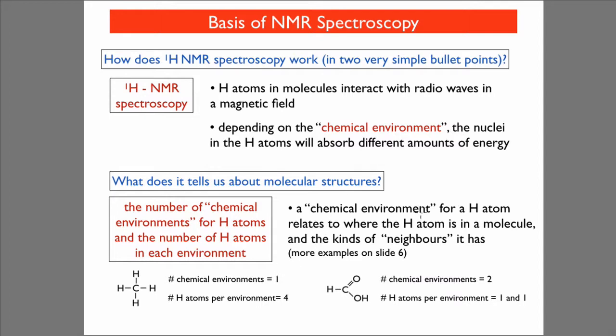A chemical environment for a hydrogen atom relates to where the hydrogen atom is in a molecule and the kinds of neighbours it has. Let's have a look at this one. We've got one hydrogen here bonded to the carbon, and we've got another hydrogen here in a hydroxyl group bonded to this oxygen. So there's two chemical environments, and there's one hydrogen in each chemical environment.